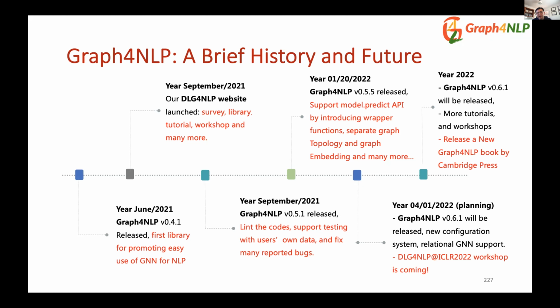Also, I want to introduce our DLG4NLP ICLR 2022 workshop, which will be held jointly with ICLR 2022 in April. And moving forward, we will have more tutorials, more workshops, and we are also preparing a new Graph4NLP book, which will later be published by Cambridge Press.